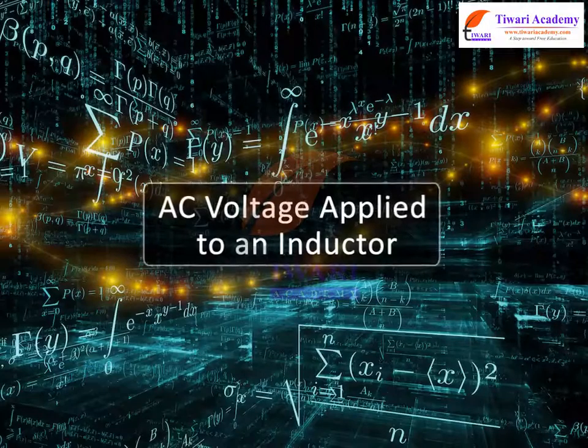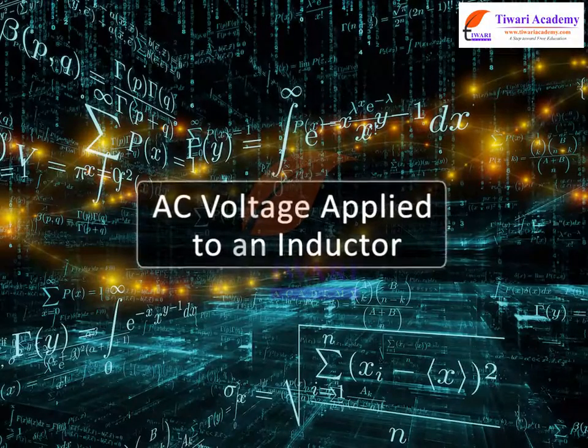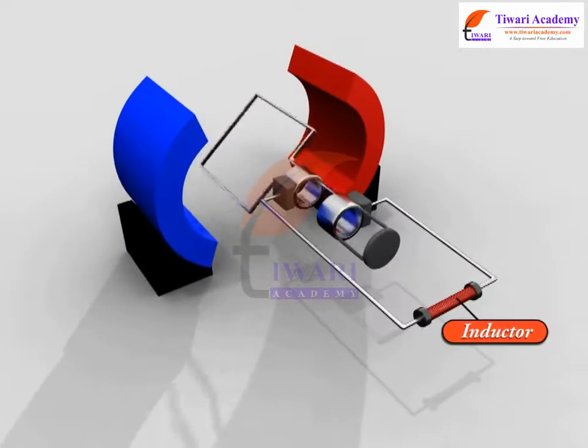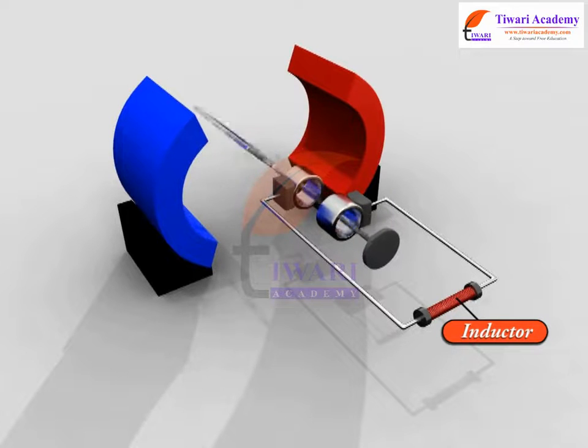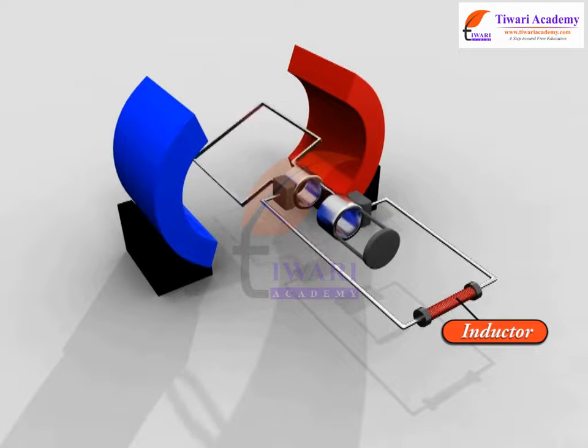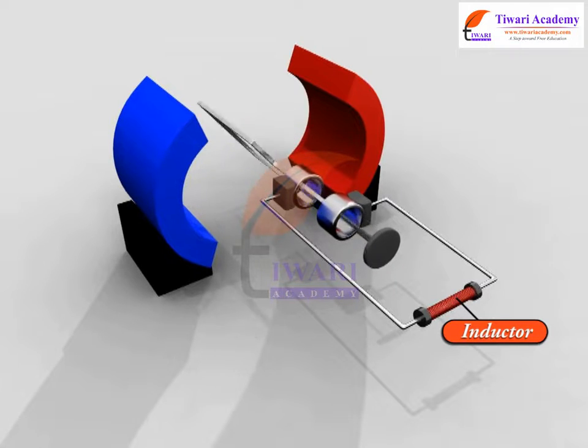AC voltage applied to an inductor. Here we have an AC source connected to an inductor. We shall assume that this inductor has negligible ohmic resistance. Thus, the circuit is a purely inductive AC circuit.